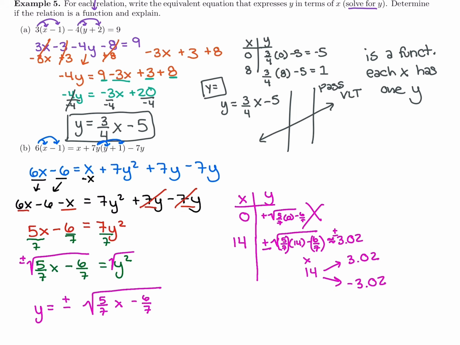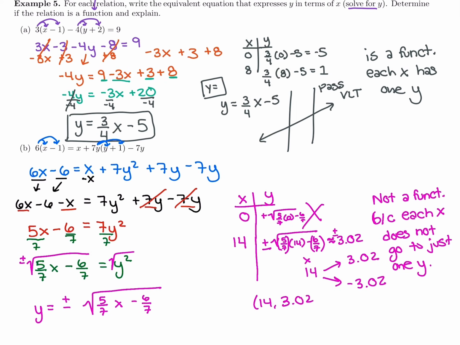So could this possibly be a function? No. This is not a function because each x does not go to just one y. We tested 14. 14 went with positive 3.02, and then we also had 14 comma negative 3.02, thanks to the plus or minus that we got when we solved for y equals. So definitely not a function.